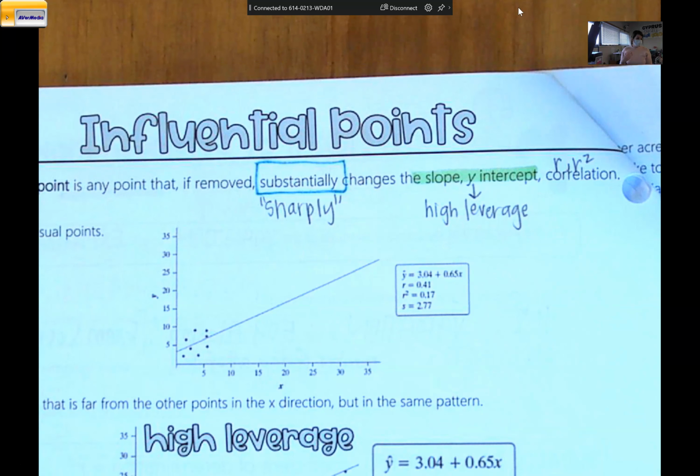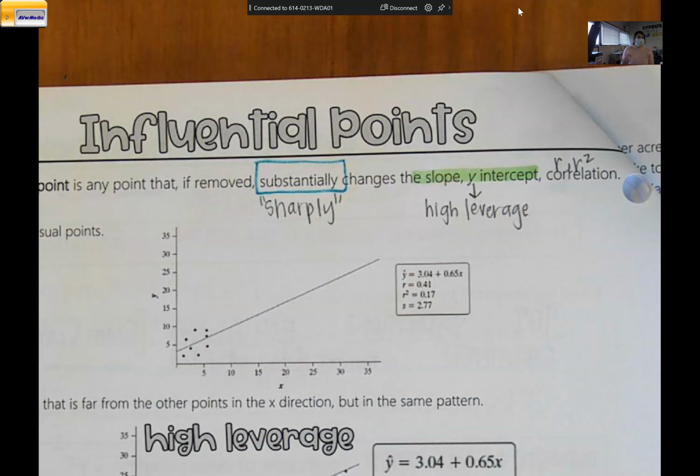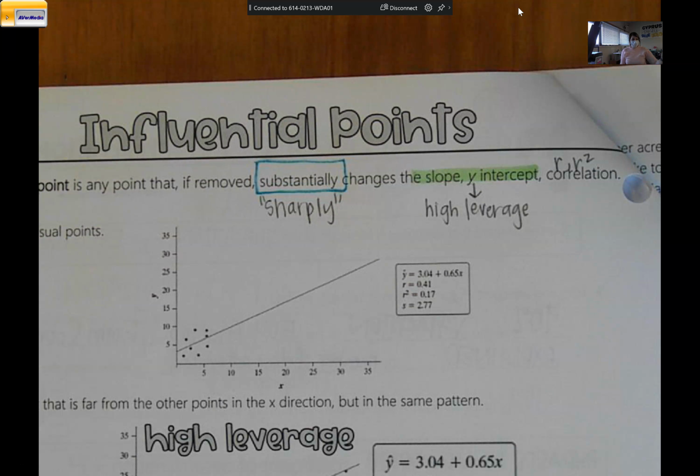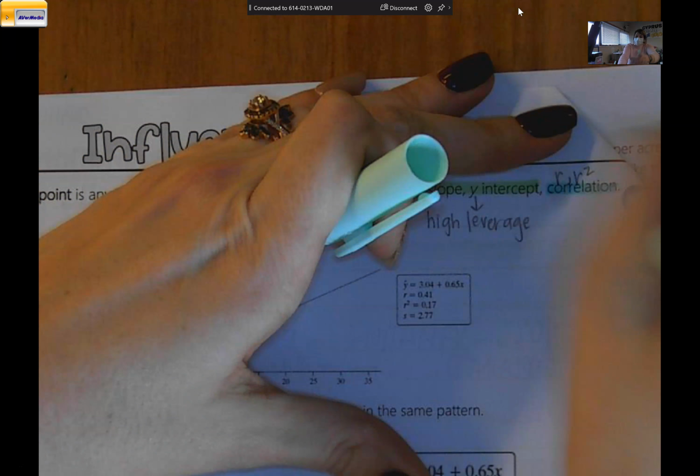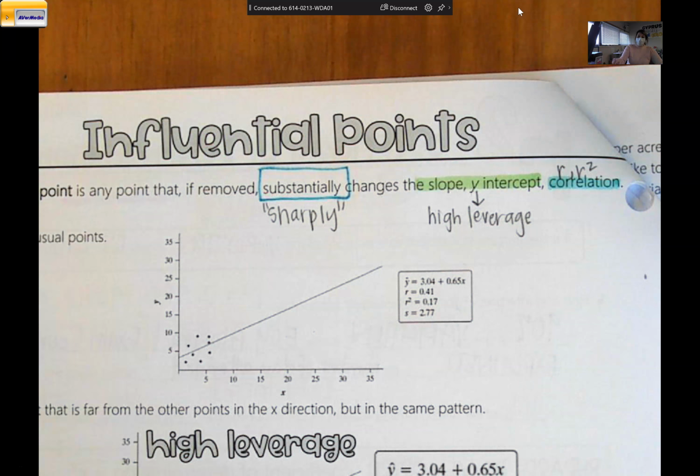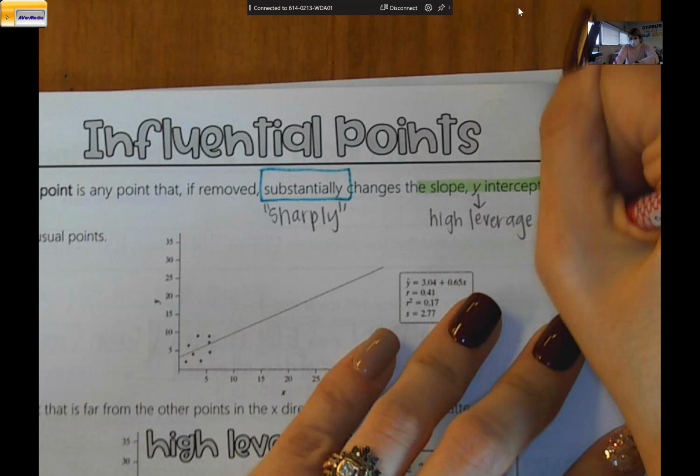If it changes your correlation, so R squared. Correlation would be R and R squared, and their change would be similar. So if R increases, then R squared also increases. What has the biggest effect on correlation are what we would consider outliers.